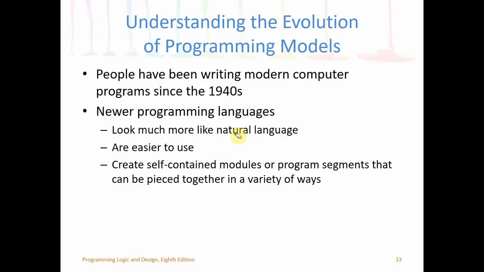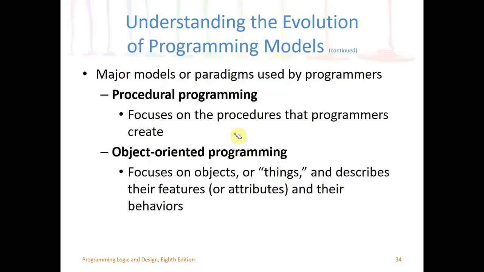And next is understanding the evolution of program modules. People have been writing programs since the 1940s. Newer programming languages keep appearing. Before, we had C language, then C++, then Java, then different languages appearing every day. They look much more like natural languages and are easier to use, and they create self-contained modules or program segments that can be pieced together in a variety of ways. We have ready-made modules that you just pull in, right? For example, a login, or processing multiple things.